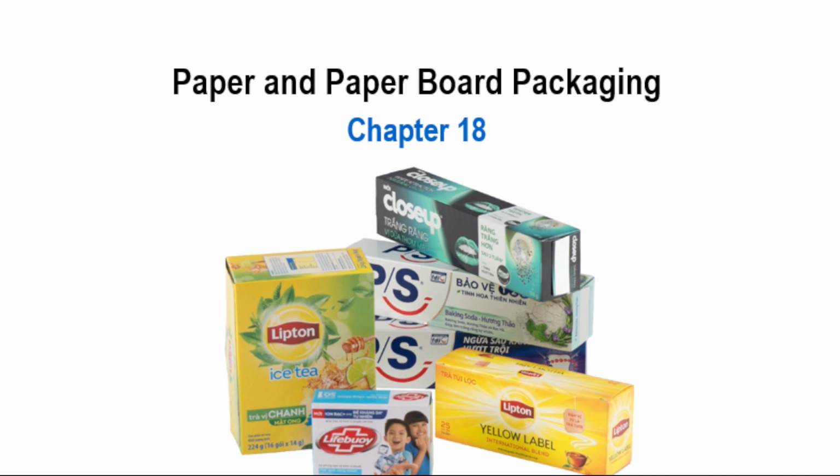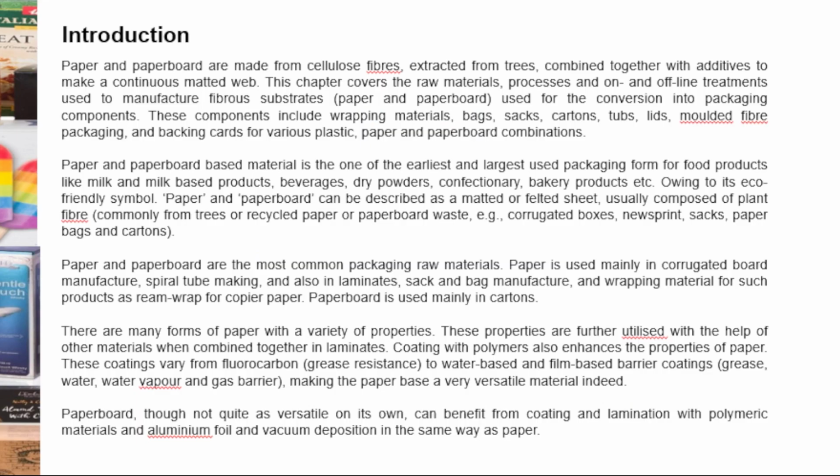Paper and paperboard packaging. Introduction. Paper and paperboard are made from cellulose fibers extracted from trees combined together with additives to make a continuous matted web. This chapter covers the raw materials, process, and on and offline treatments used to manufacture fibrous substrates, paper and paperboard, used for conversion into packaging components.